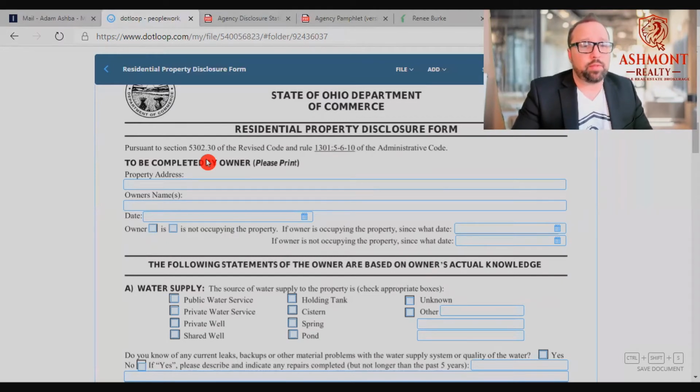So do not even be in the same room or the same neighborhood when they complete this, because you don't ever want that to come back on you, that you might have helped your client fill this out in case something goes wrong. This form protects your seller.